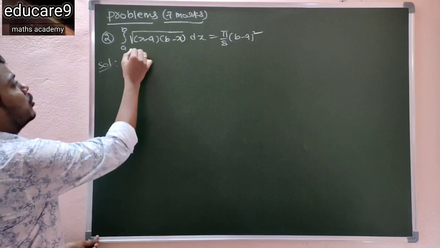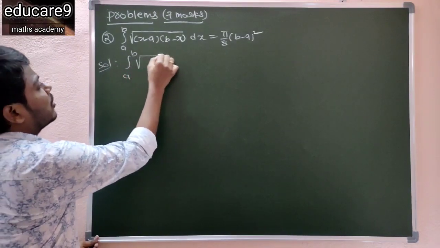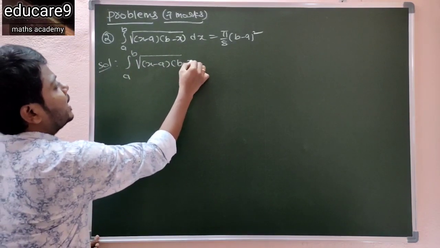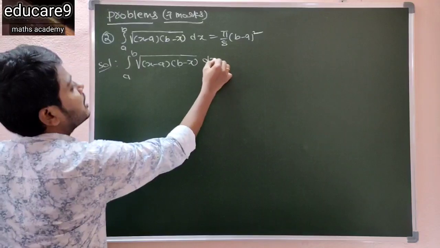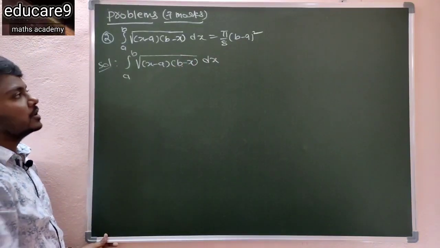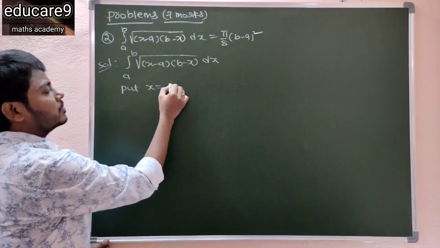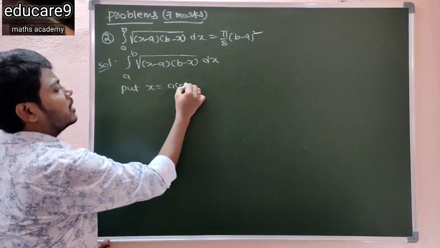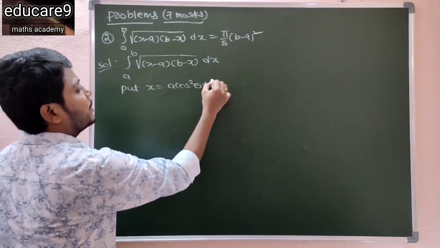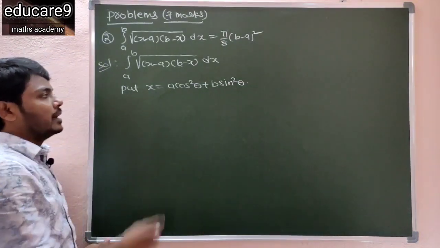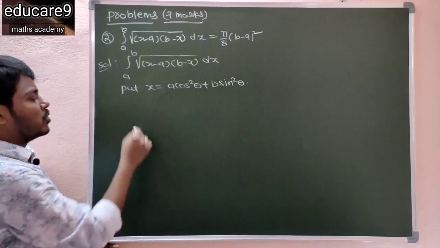Integral from a to b of square root of (x minus a)(b minus x) dx. So consider the LHS value. Here put x equals a cos square theta plus b sin square theta, and differentiate with respect to x on both sides.